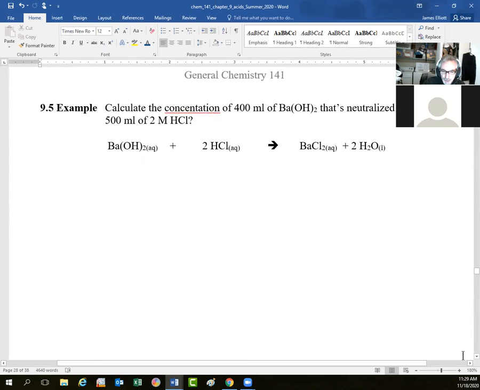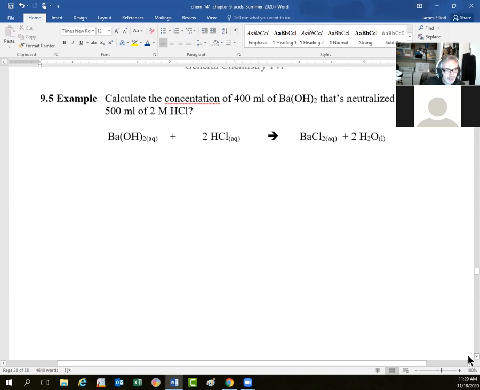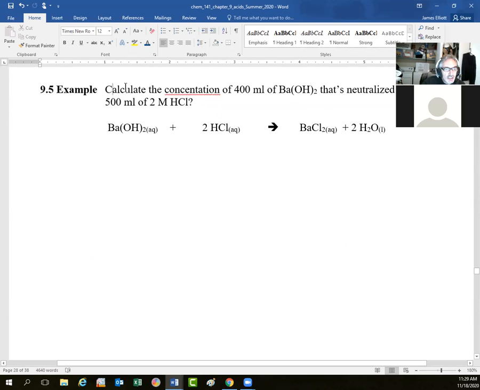Aha, here's one we can join in and do for ourselves. So calculate the concentration of 400 milliliters of barium hydroxide. So we've got the base, the barium hydroxide as the analyte this time, and it's the hydrochloric acid as the titrant. We use 500 milliliters of 2 molarity hydrochloric acid to neutralize the barium hydroxide. What's the concentration of the barium hydroxide?